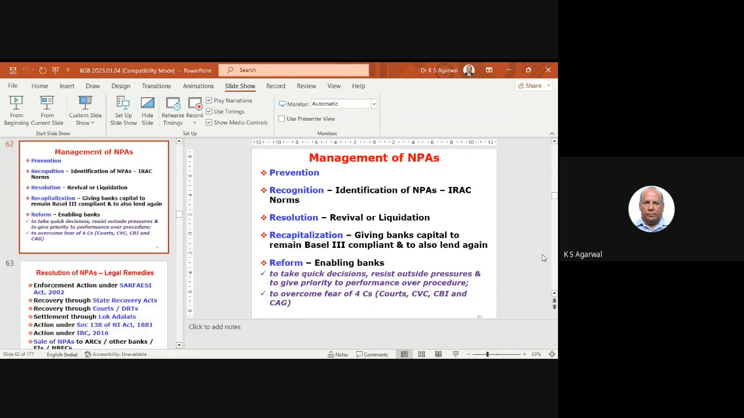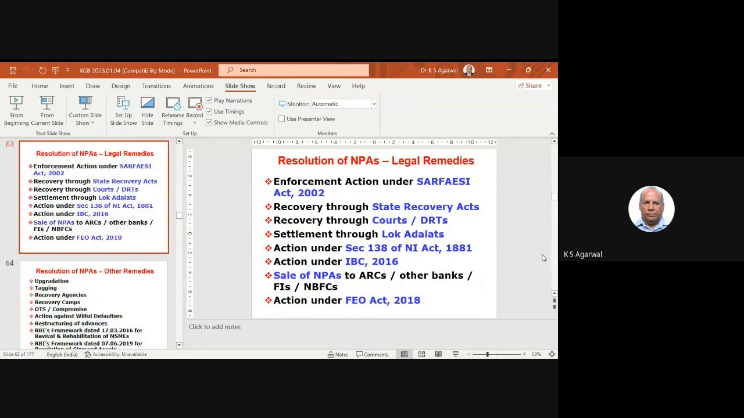The management of NPA: prevention, recognition, meaning identification of NPA. Then resolution: I should either be able to upgrade it, or I should be able to recover my money. Recapitalization reform, I'm leaving it. Resolution of NPA: legal remedies, SARFAESI Act, State Recovery Act, Court, DRT, Lok Adalats. We will see these in subsequent slides.